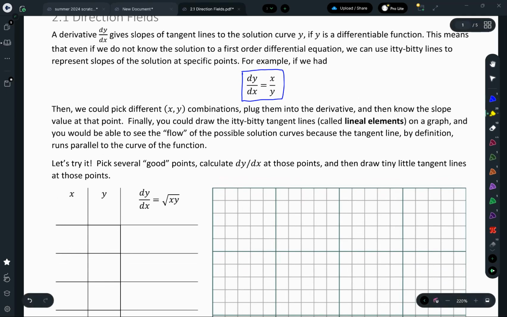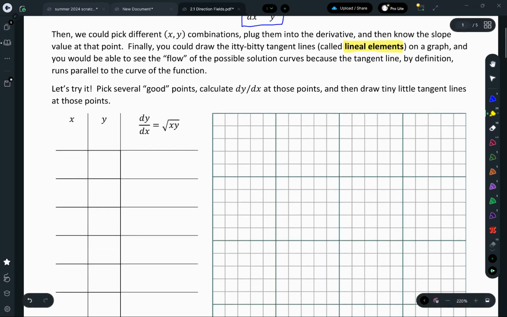These are also called lineal elements. You'll see the word lineal elements in some of your homework. And we could draw them on a graph, and then we would be able to see the flow of a possible solution curve, because a tangent line, by definition, runs parallel to the curve of the solution function. So we're going to try it.